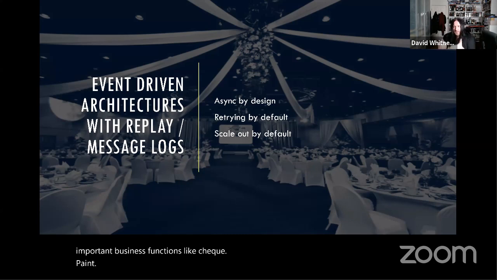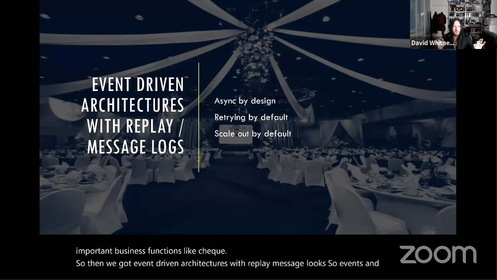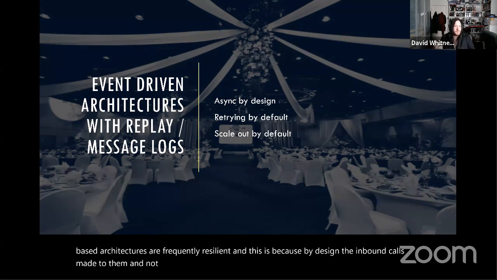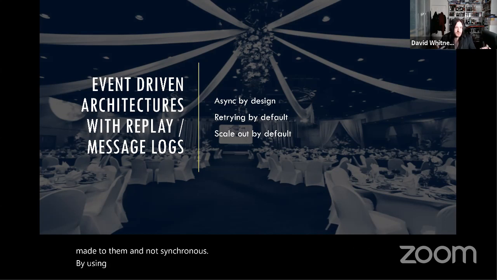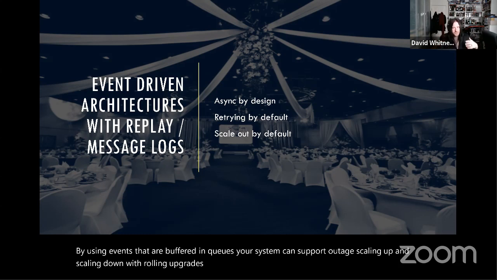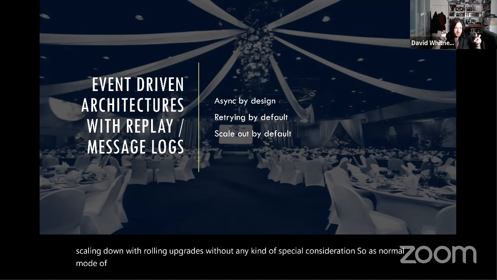So then we've got event-driven architectures with replay and message logs. So events and message-based architectures are frequently resilient. Okay, and this is because by design, the inbound calls made to them are not synchronous. By using events that are buffered in queues, your system can support outage, scaling up and scaling down, along with rolling upgrades without any kind of special consideration. So its normal mode of operation is to read from a queue, and that doesn't change in exceptional circumstances.